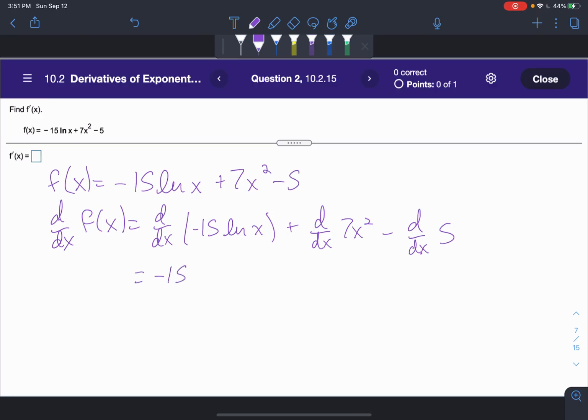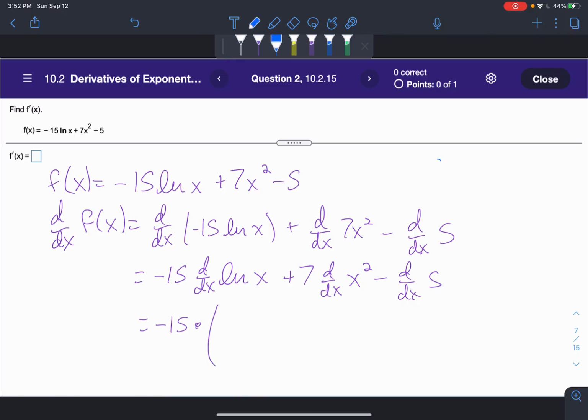Let's pull out any constants I see. So I get minus 15 d dx of natural log of x plus 7 d dx of x squared minus d dx of 5. So now let's take the actual derivatives. So minus 15 times, now the derivative d dx of natural log of x is simply 1 over x. It's a little different. So 1 over x plus 7.